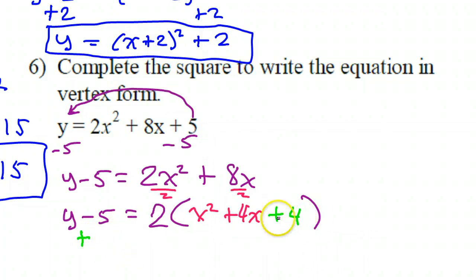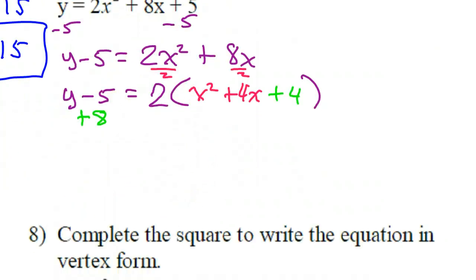The reason why, this is not really a 4. Because it's inside of these parentheses, and the parentheses are being multiplied by 2, really this 4 is 2 times 4. Okay, it's bigger than you think. So this is really an 8. So I need to actually add 8 on the left side. Again, it's not a 4, it's 2 times 4. That's why I need to balance it out with an 8.